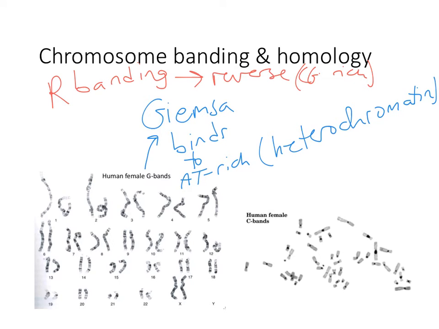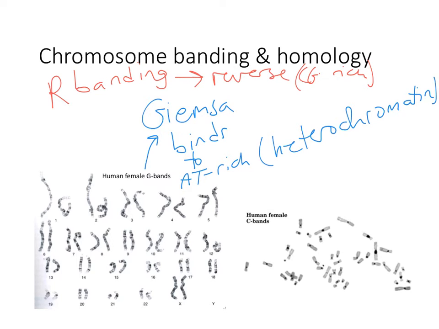So you just have to know which stain you're looking at. Because G banding and R banding give you the opposite banding patterns. One shows you euchromatin, one shows you heterochromatin. You can't just look at a banded chromosome without any information and know what that dark banding pattern means. You have to know if it's G banding or R banding.